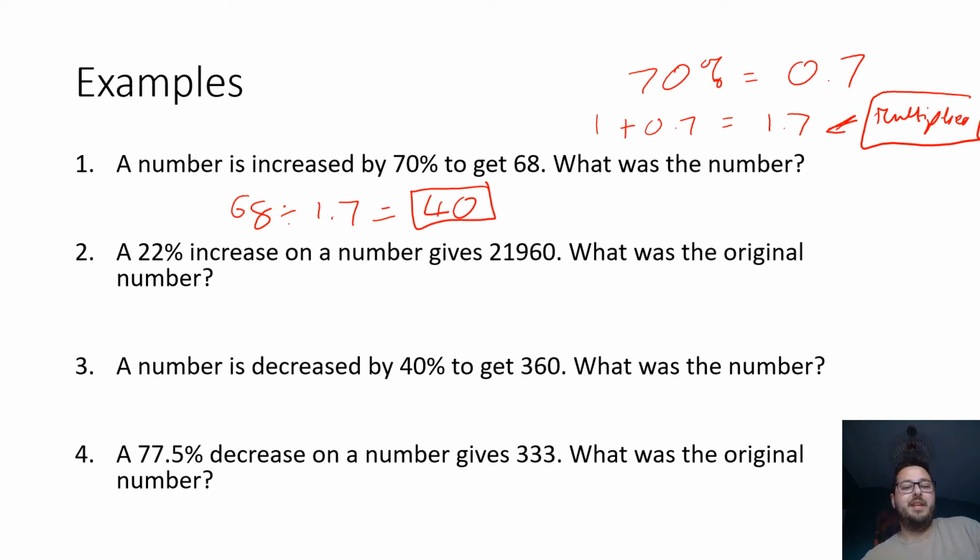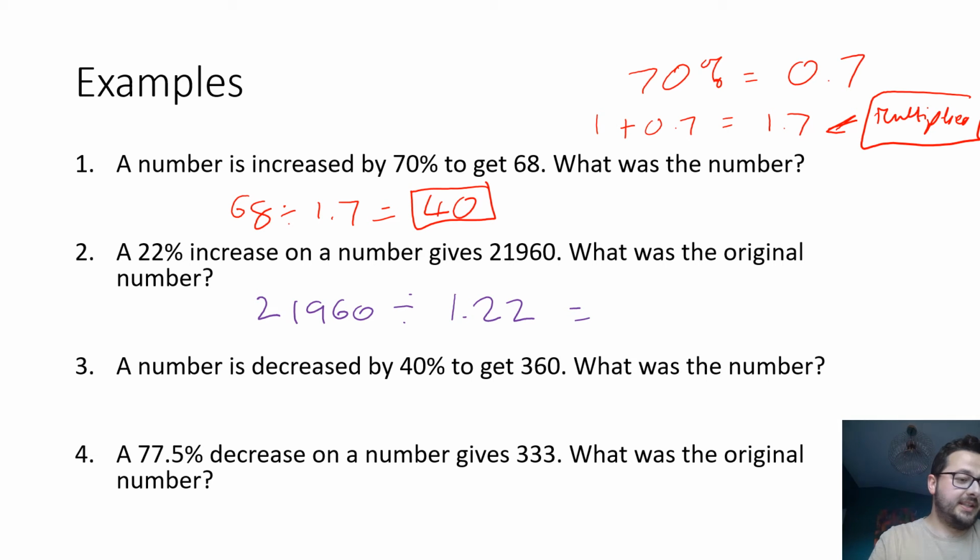All right, next one. It says a 22% increase on a number gives 21,960. What was the original number? We know that we're going to start with 21,960 and divide it by the multiplier. What's the multiplier? It's a 22% increase, which is 0.22, but we want to add that to the 1, so it's 1.22. So 21,960 divided by 1.22, and that is 18,000.